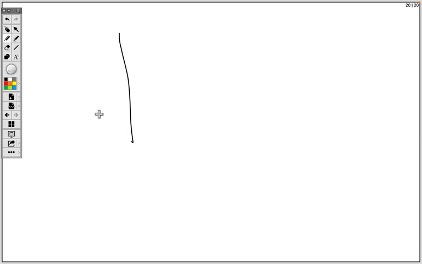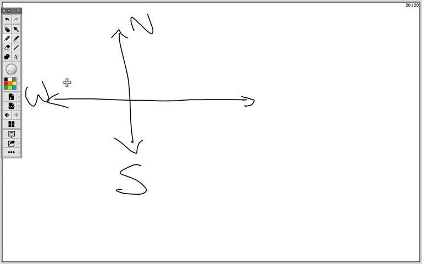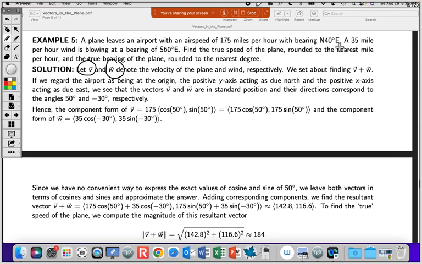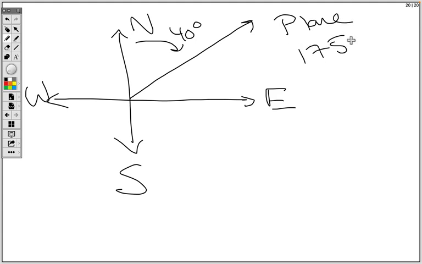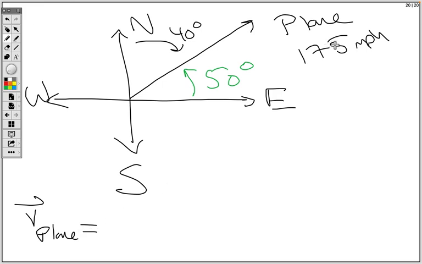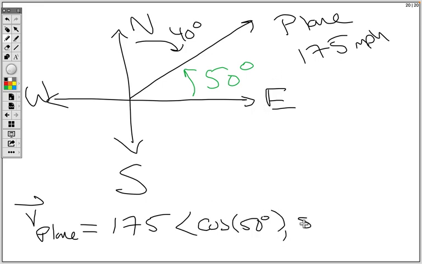The way bearings work is you've got this compass rose here. So you've got north and south, west and east. So if you have a bearing here that's north 40 degrees east, you start at north and then you're going to go 40 degrees towards the east. So this would be what the plane is trying to do, and you've got 175 miles per hour. So the angle we typically use, once again, thinking of east as being the positive x-axis, would be 50 degrees. And so if we let v be the velocity of the plane, then that would be its magnitude, aka speed, 175, times its direction. Okay. And then you could work that out.